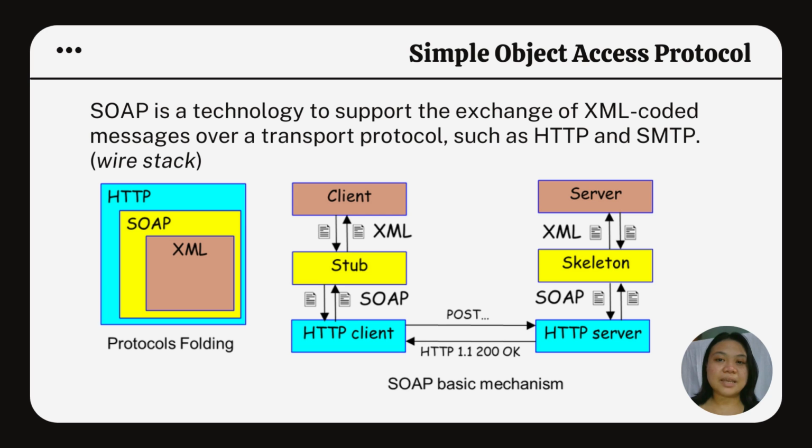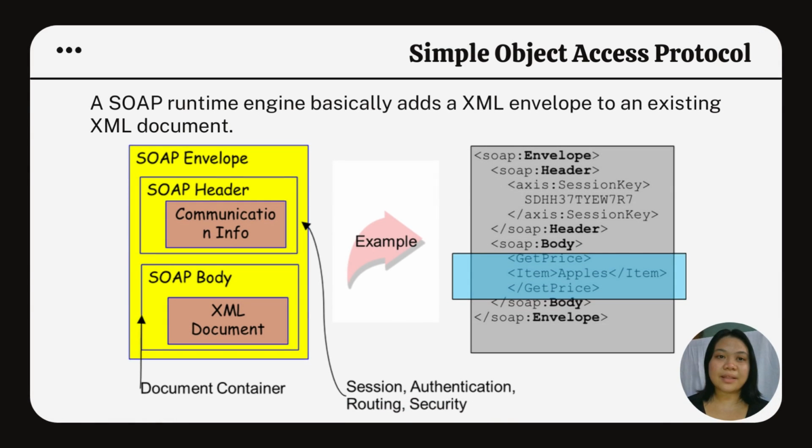Since HTTP is a core protocol of the web, most organizations have a network infrastructure that supports HTTP and people who already understand how to manage it. A SOAP runtime engine basically adds an XML envelope to an existing XML document. The XML document's envelope element identifies it as a SOAP message. The header element contains header information, the body element contains call and response information, and the fault element contains errors and status information.